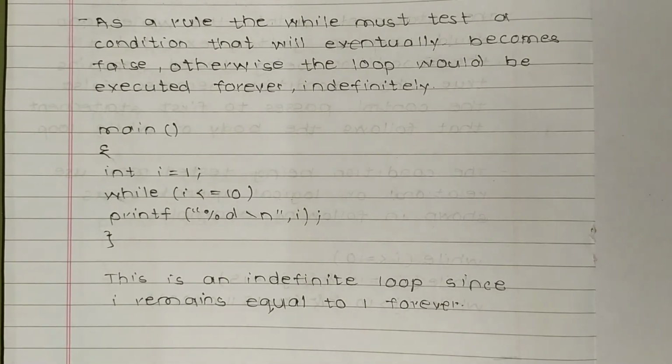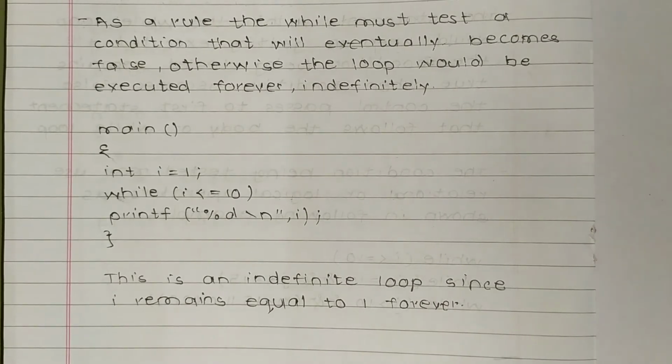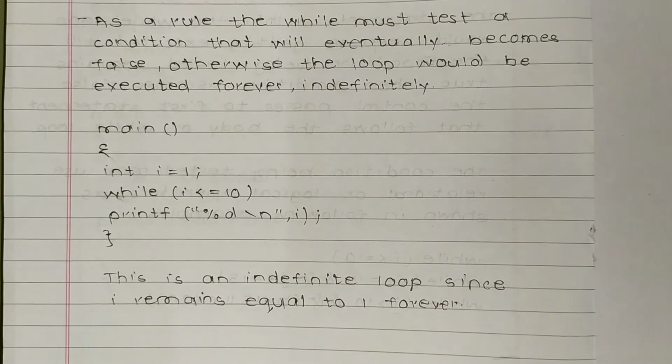the next line. So \n is for the next line, that is in the printf command, %d\n, comma i. So i will be written 10 times. So this is an indefinite loop since i remains equal to 1 forever. That is why it is an indefinite loop.